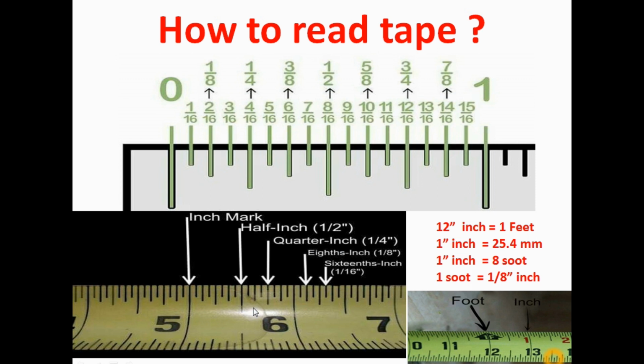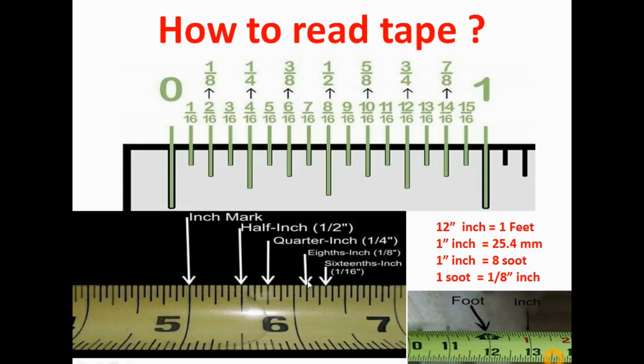Okay, and in between the half inch line and 1 inch line there are many small lines, but the biggest line present in between this half inch and 1 inch line is this line. So this is the quarter inch line. Okay, it is written as 1/4. And in between this quarter inch and 1 inch line there are three small lines.